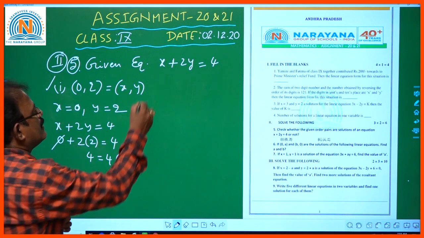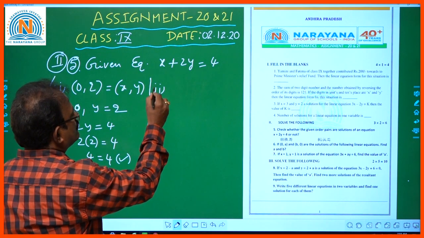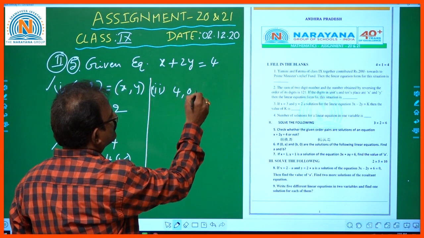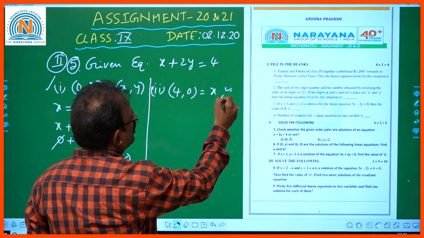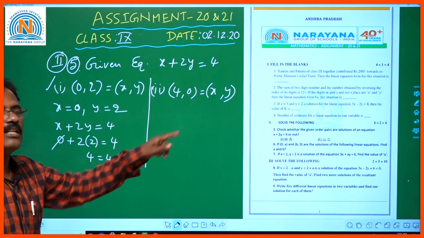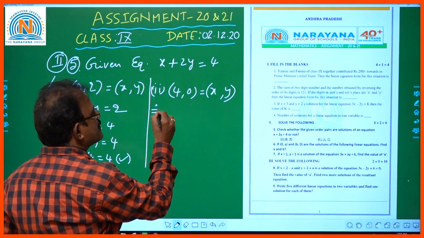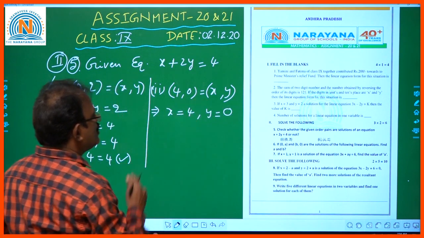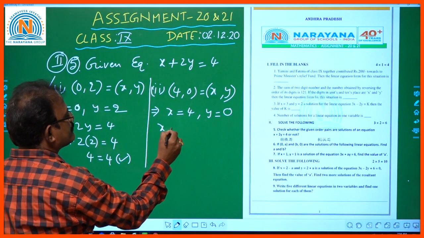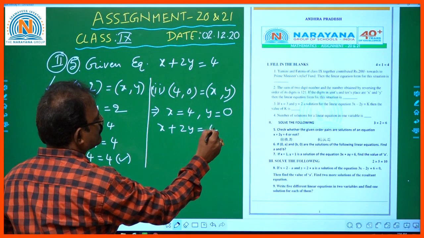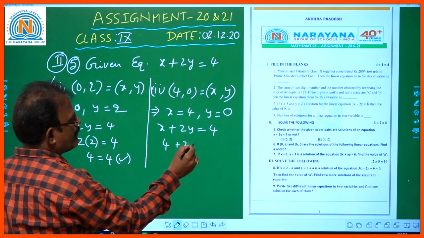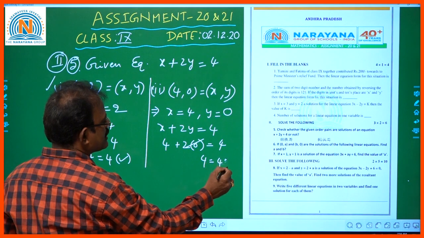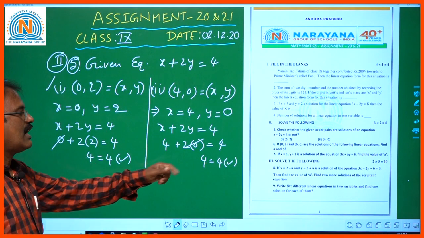Verify the second one also, 4 comma 0. Compare with the normal form of a point. On equating, abscissa x is equal to 4 and ordinate y is equal to 0. Substitute this in the given equation. X value 4, y value 0. You can cancel out 0. 4 is equal to 4. Yes, LHS is equal to RHS.